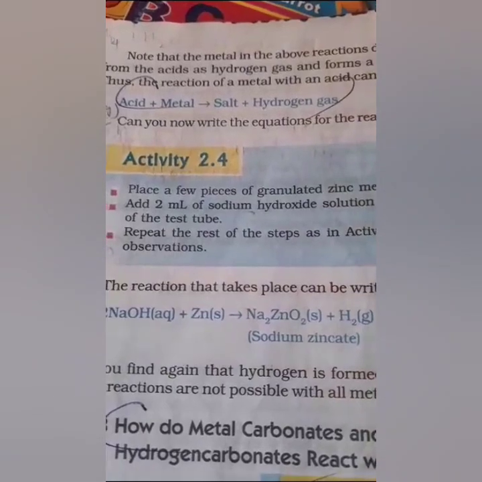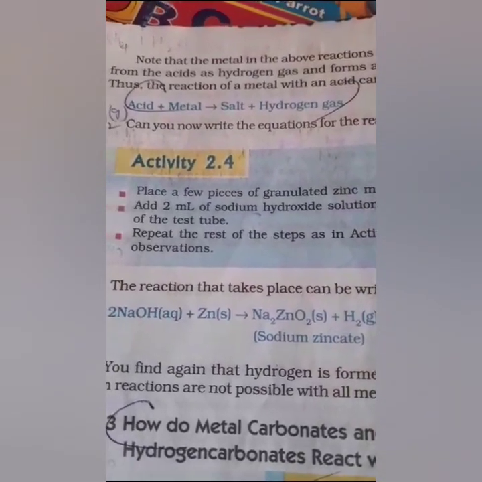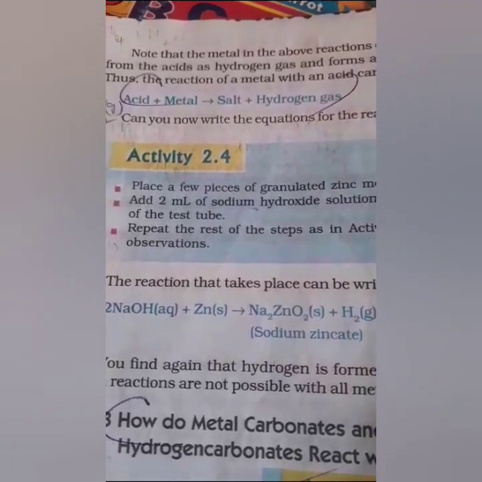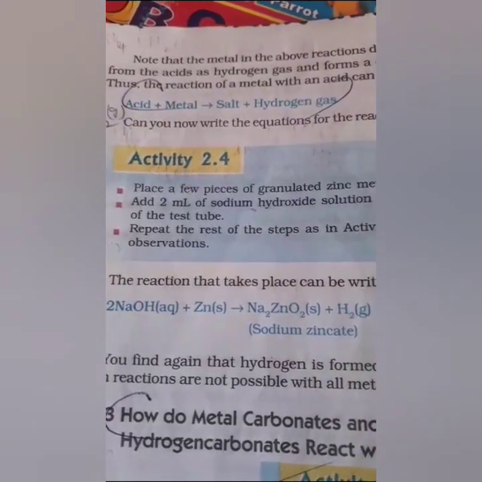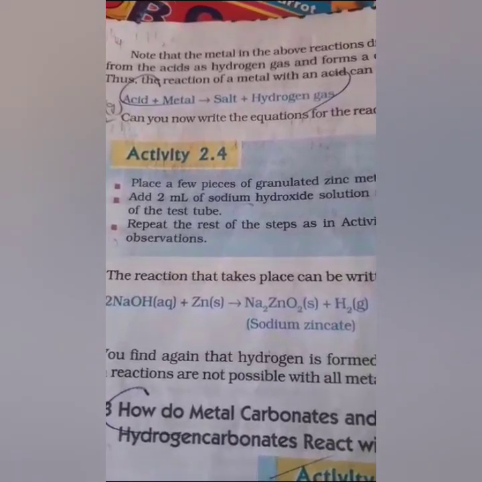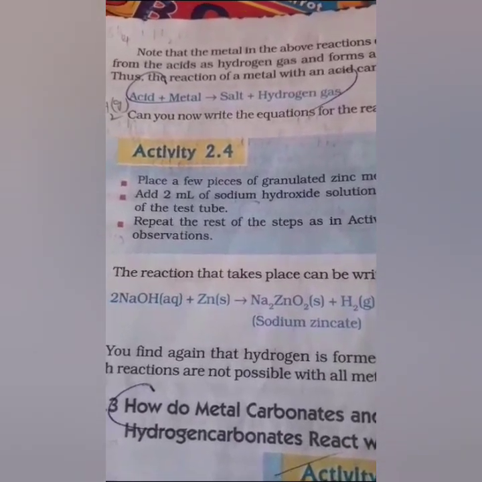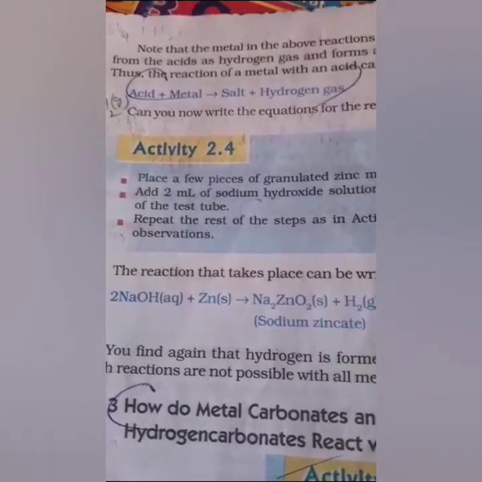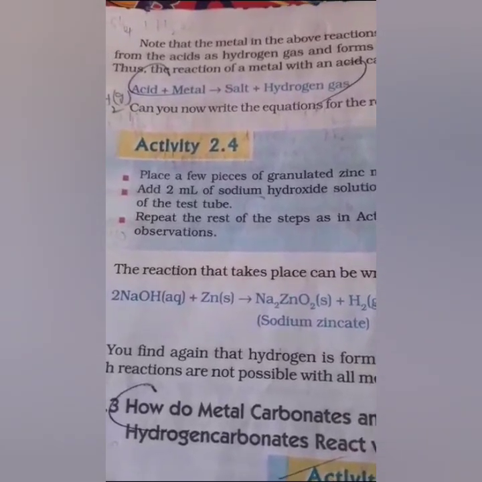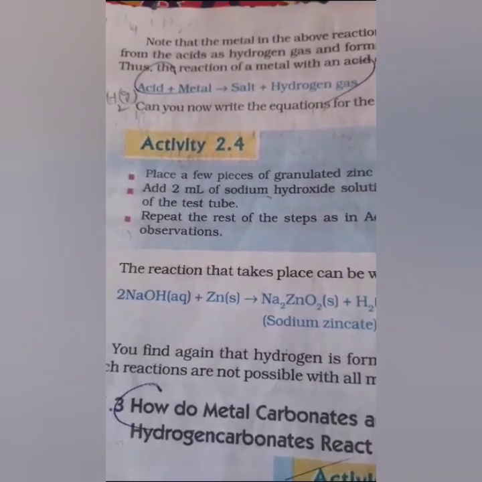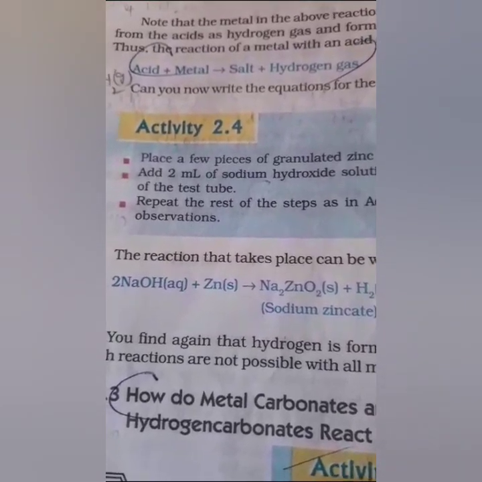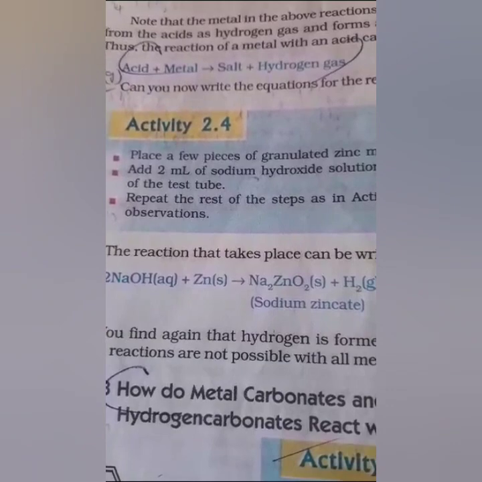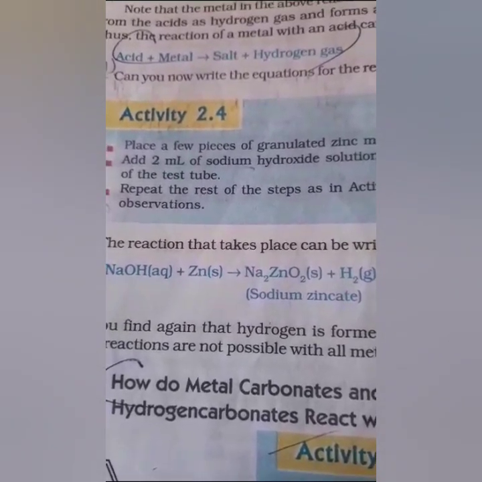Overall summarization of these experiments: acids react with metals to form salt and hydrogen gas, and bases also react with metals to form salt and hydrogen gas. These are very important things we should know. And in the next class we are going to learn how metal carbonates react with acids.